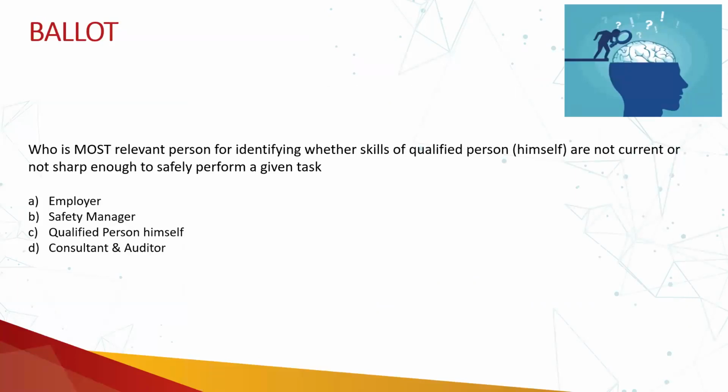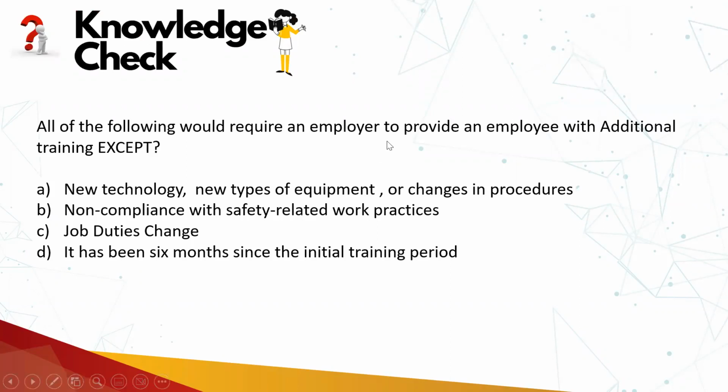Who is the most relevant person for identifying whether skills of a qualified person are current or not, or not sharp enough to safely perform the given task? Yeah, the qualified employee himself is the right option. Yep. Next one. All of the following would require an employer to provide an employee with additional training except.